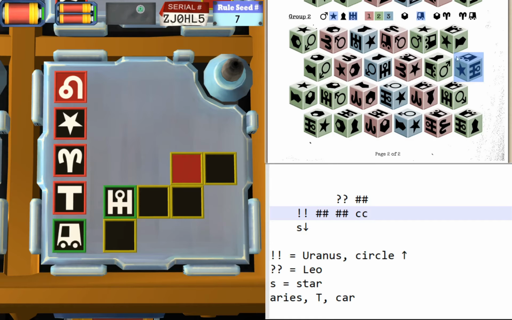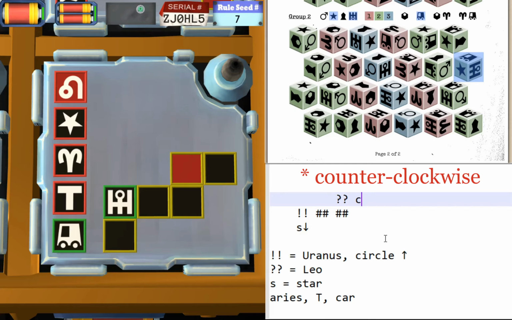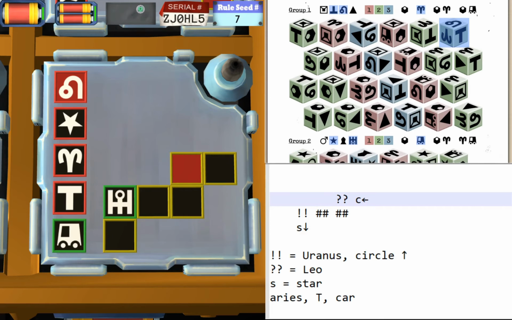Now in the representation here, because we were looking left of the Uranus symbol with the circle up, the car is actually oriented normal, but in order to move this up to here, we need to rotate it 90 degrees clockwise, which means that the top of the car is now pointing to the left. Alright, that's this cube done. Now let's take a look at the other one.